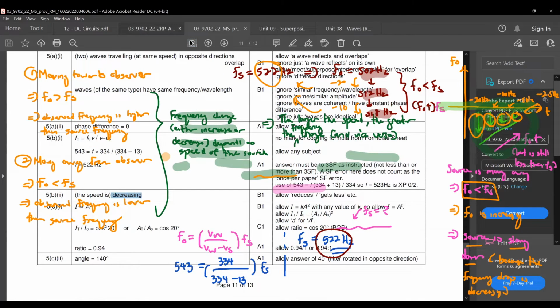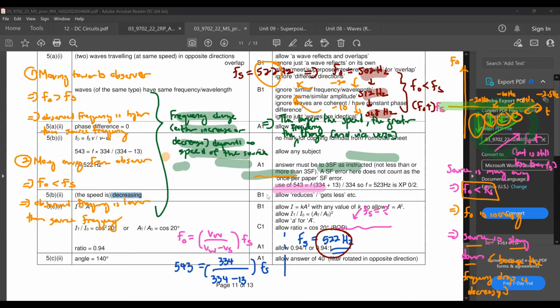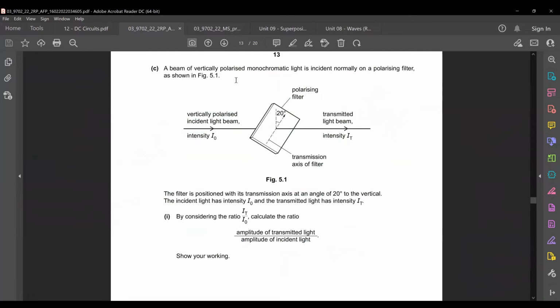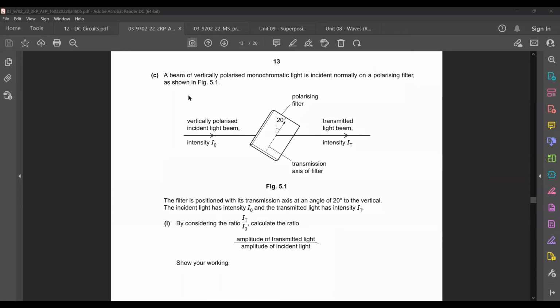Then after that, I move on to the next part. The next question is based on a new addition to your syllabus, the March 2022 addition, which is polarization. So you have a beam of vertically polarized monochromatic light that is incident normally on a polarizing filter as shown in figure 5.1.